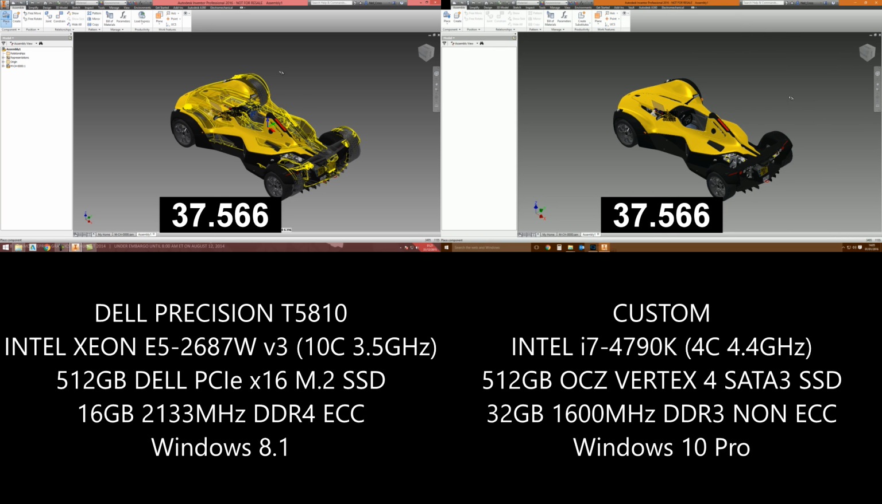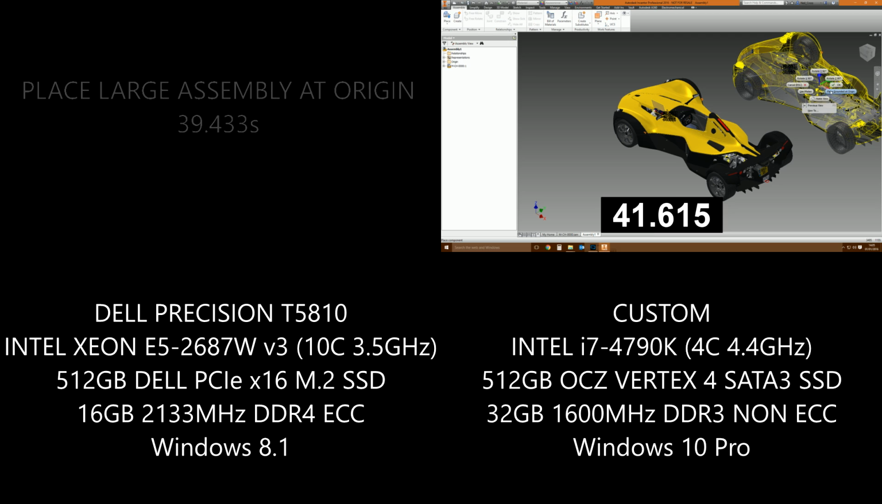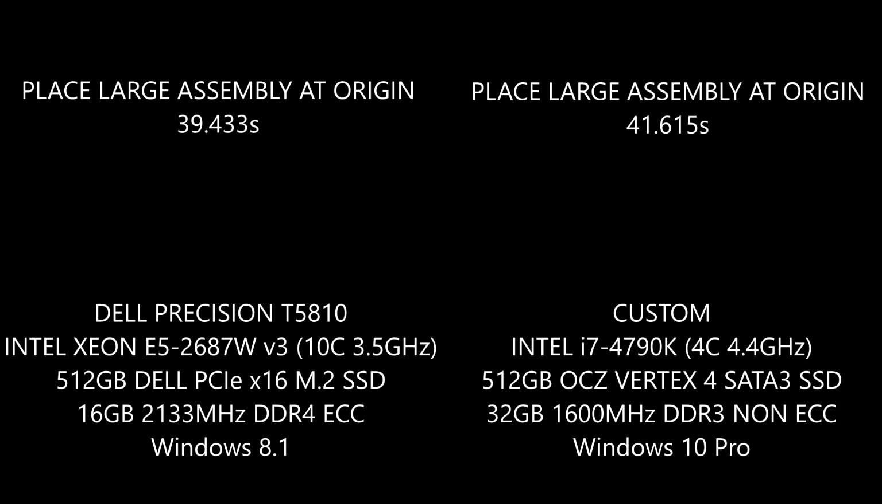So the Dell Precision Workstation finishes first. You can see the browser's populated, but on the gaming PC, the browser took a few seconds more to populate, so the Dell one wins this one by a couple of seconds.